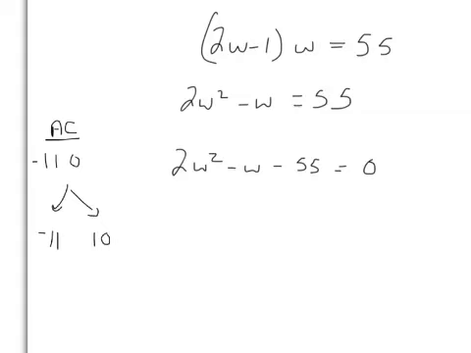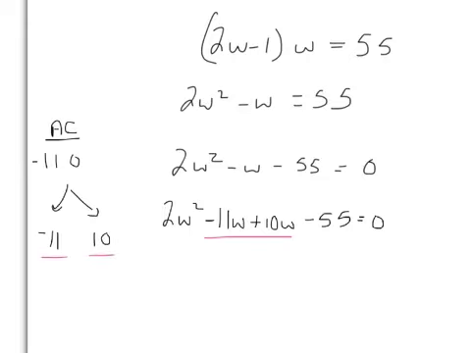So now I break up the middle term into that. So minus 11w, which a lot of you are forgetting. The w needs to be there. You can't just put minus 11. It's not the same thing. Plus 10w minus 55 equals 0. So again, these come from right here.